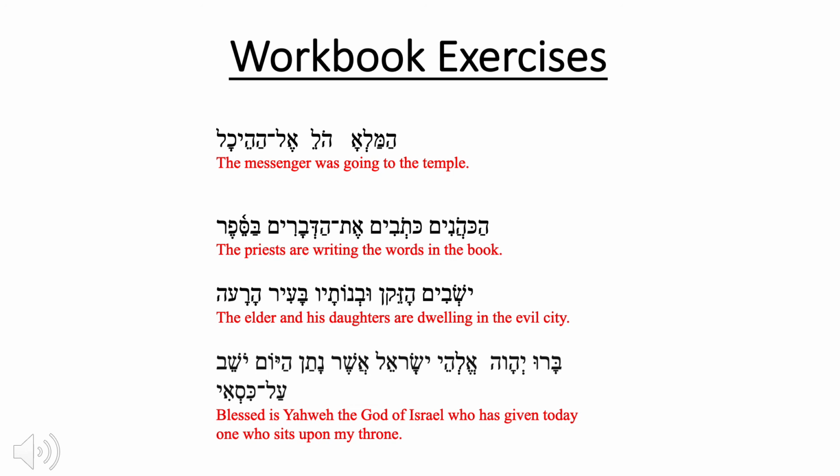upon my throne. Well, hopefully you've been able to grasp how exactly we use the participles in these particular instances, and hopefully you've also been able to grasp how the infinitive constructs and absolutes work and how we translate them. Again, a participle is a verbal adjective. An infinitive is a verbal noun. If you keep those in your mind, hopefully that will help you translate more effectively.